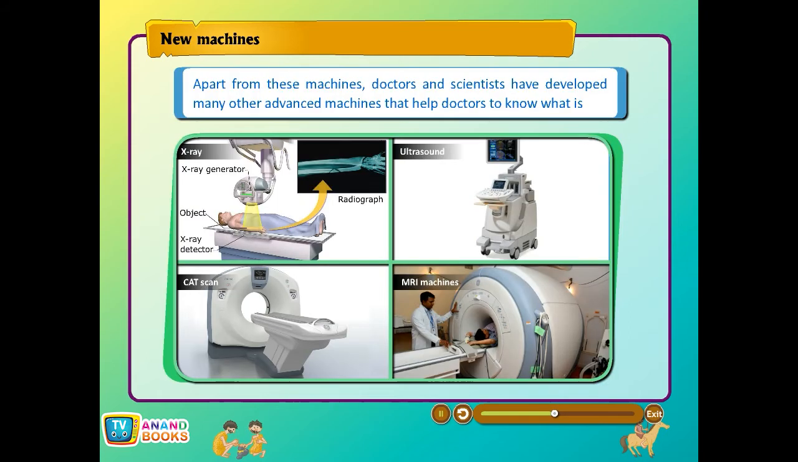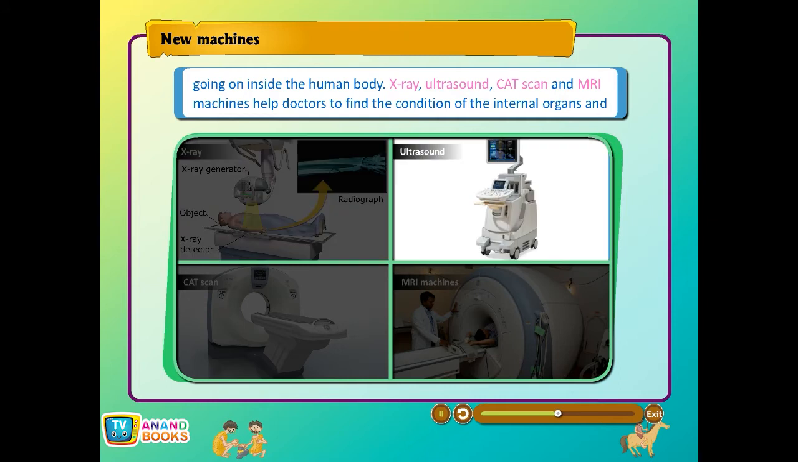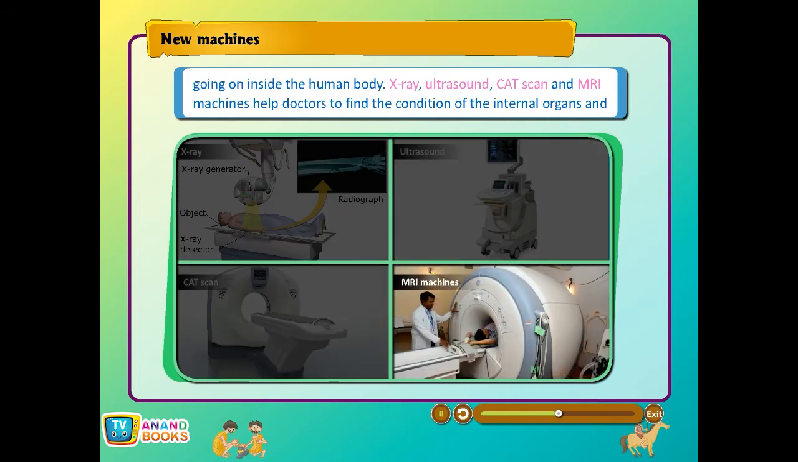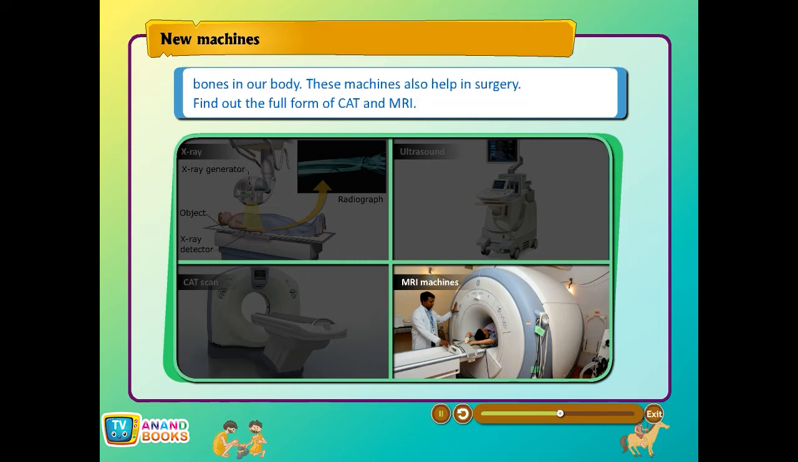New machines. Apart from these machines, doctors and scientists have developed many other advanced machines that help doctors to know what is going on inside the human body. X-ray, ultrasound, CAT scan, and MRI machines help doctors to find the condition of the internal organs and bones in our body.